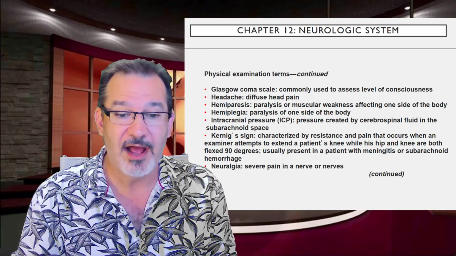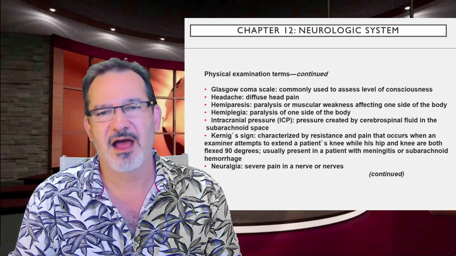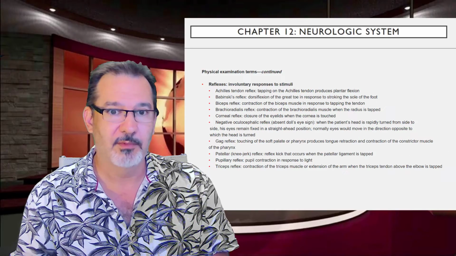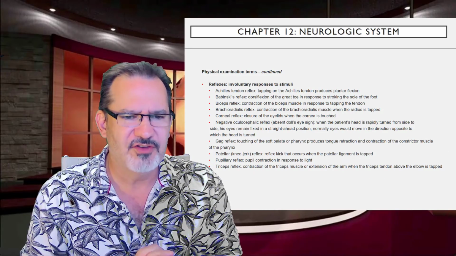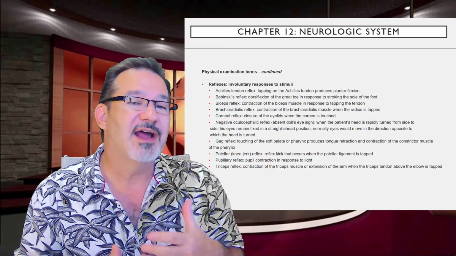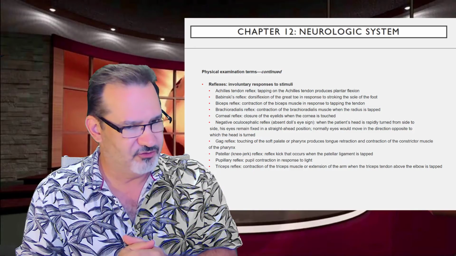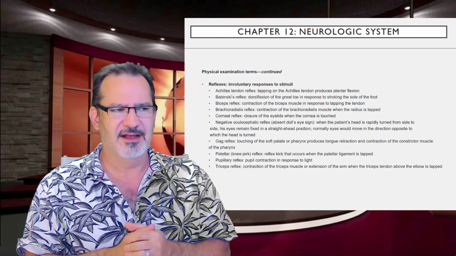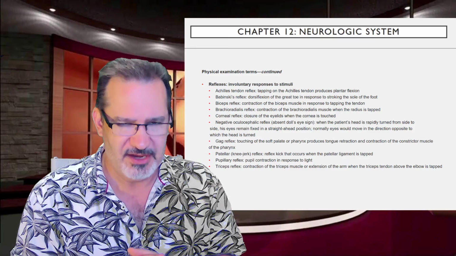Okay. Neuralgia, severe pain in a nerve or nerves, a very common diagnosis for somebody that's exhibiting some form of nerve pain. Okay. Some of the other physical exam terms are about reflexes. A provider will do many different types of movements or tests to try to determine if there is a neurological problem that's actually happening to the patient.